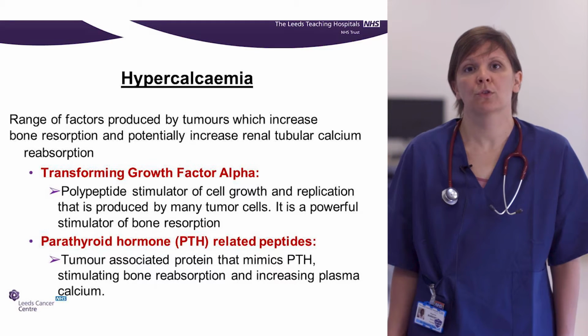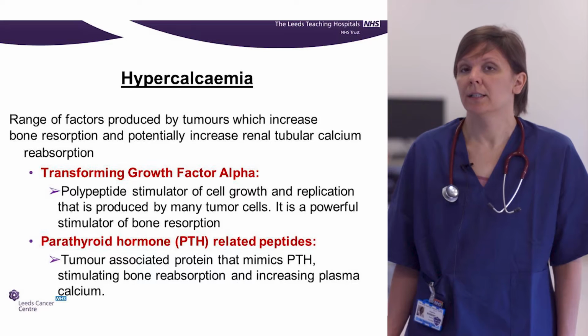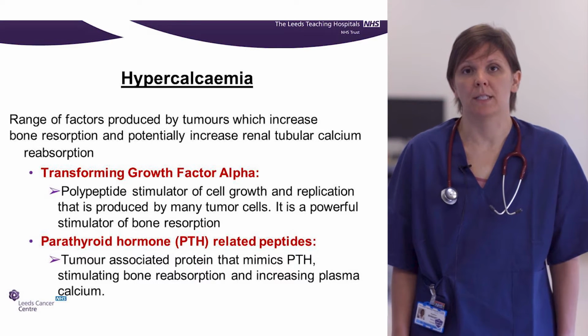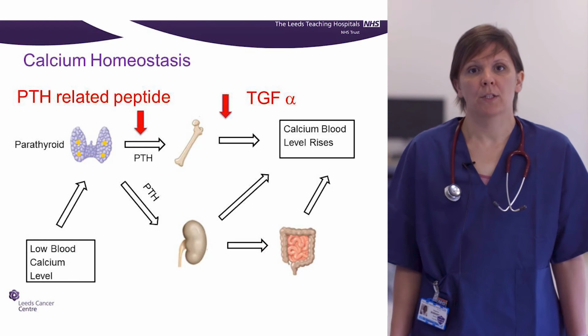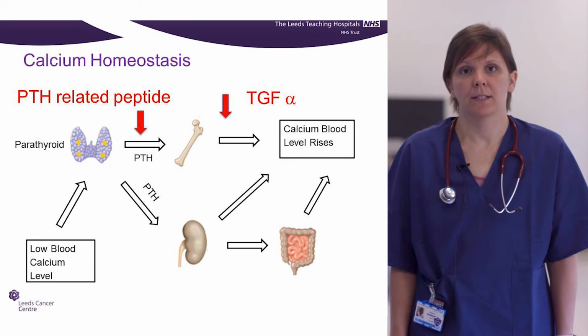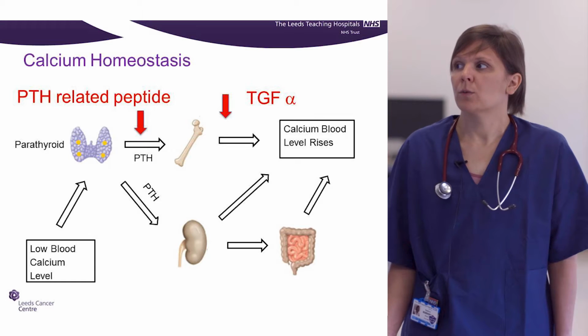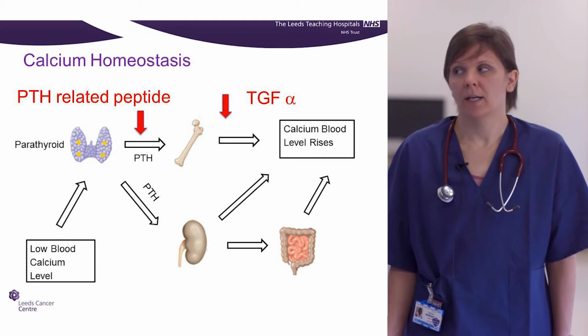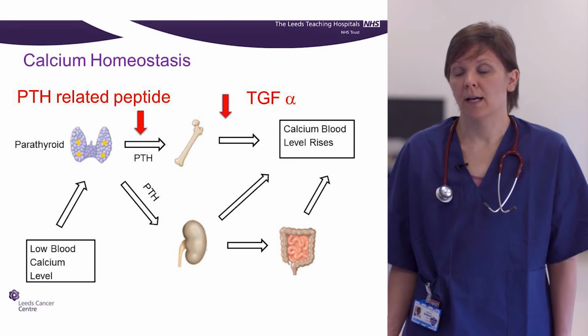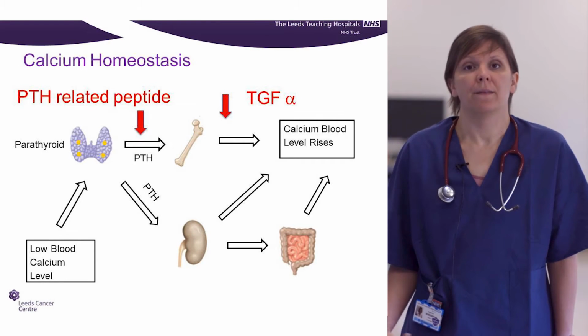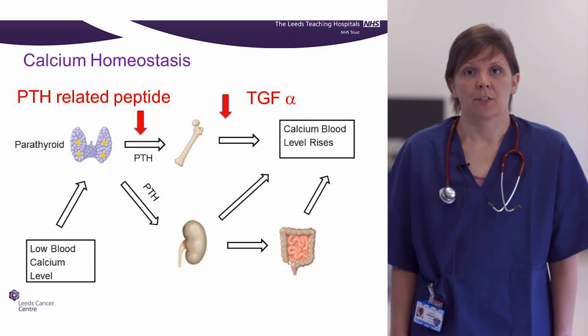Okay, and we will talk through these in more detail in a moment, but you can see from the slide this is how calcium homeostasis is affected. And when we go back to our normal calcium homeostasis, we can see the points in the flowchart whereby the PTH related peptide and the tumour growth factor alpha affects the secretion of PTH, and therefore means that there are uncontrolled rises in the calcium level.